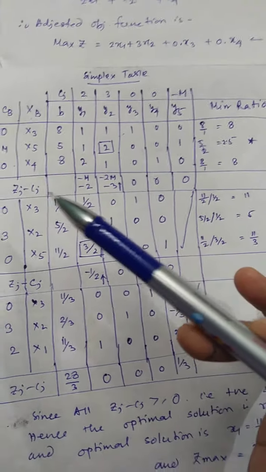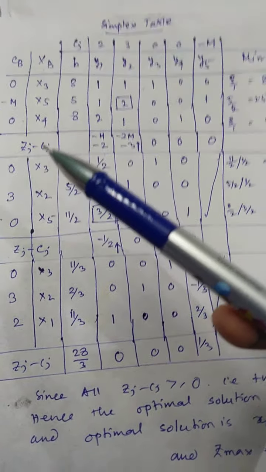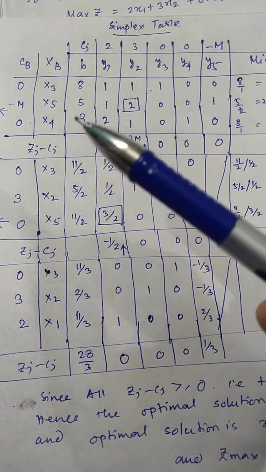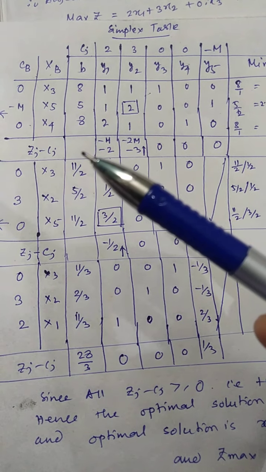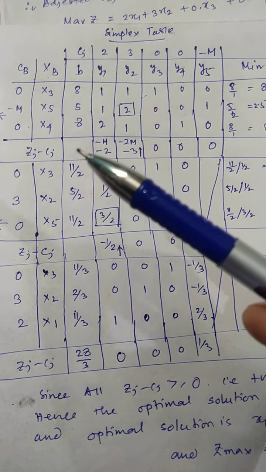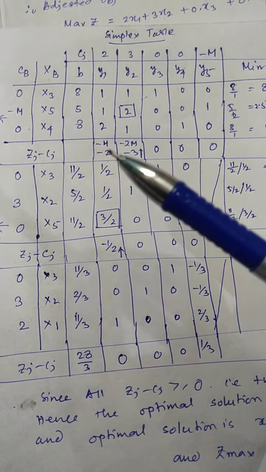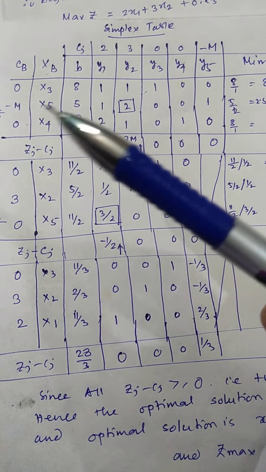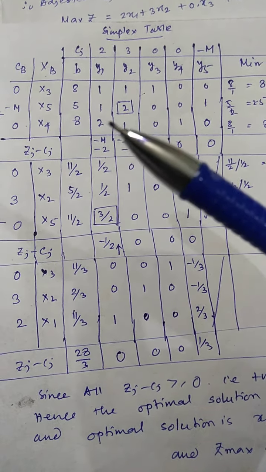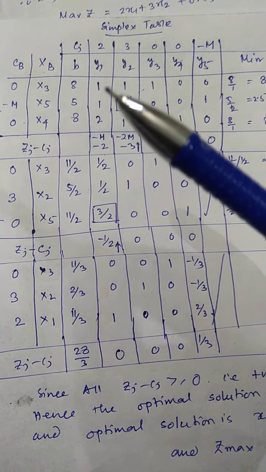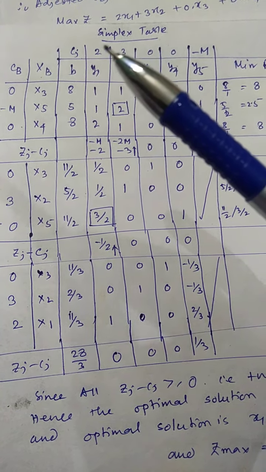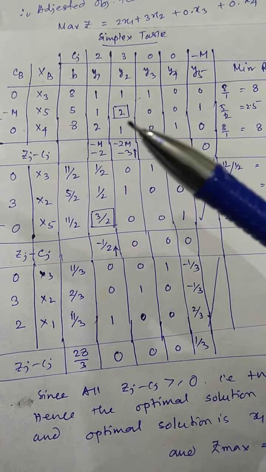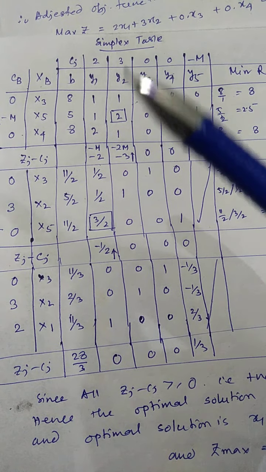Now calculate zj minus cj. How to calculate the zj minus cj values? Don't calculate this cell first. If all zj minus cj are greater than or equal to 0, then we calculate this cell. First calculate this z1 minus c1 value. So 0 into 1 is 0, plus minus M into 1 is minus M, plus 0 into 2 is 0. So total we get minus M, minus the cost, that is minus 2. So minus M minus 2. Next is 0 minus 2M plus 0. Total is minus 2M minus 3.